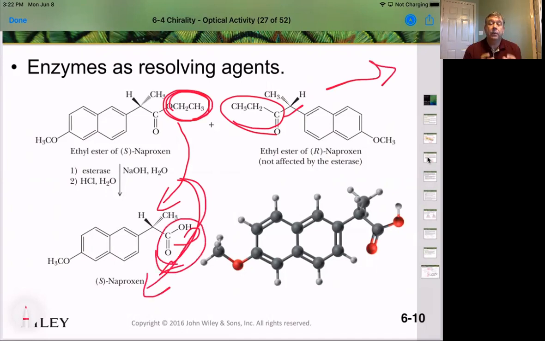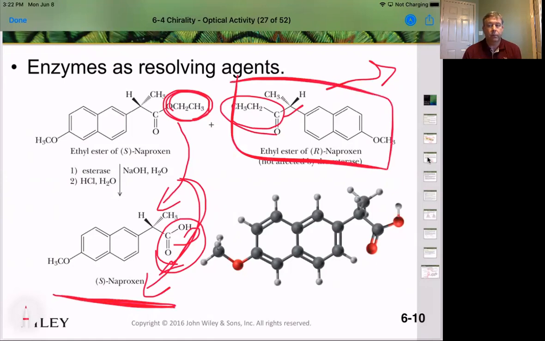So by using an enzyme to selectively clip off one of the esters and not the other ester, we can actually separate the two optically active reagents from each other, the pain-killing derivative versus the liver-killing derivative, which we don't want.